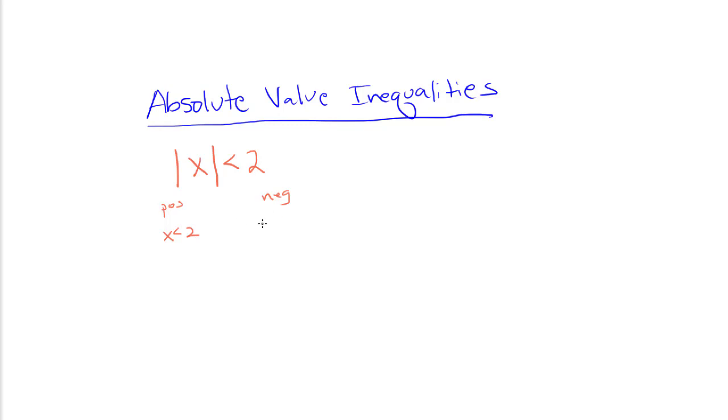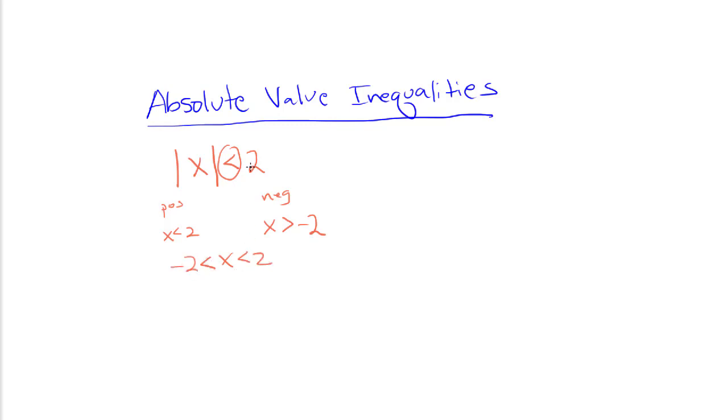It also means that x is less than the opposite of 2, but again, wait a second, if we're changing the sign for our negative case on an inequality, we have to switch the direction of our inequality. X is greater than negative 2. Absolute value inequalities are essentially the same as compound inequalities. So in this case, x is less than 2 and greater than negative 2.